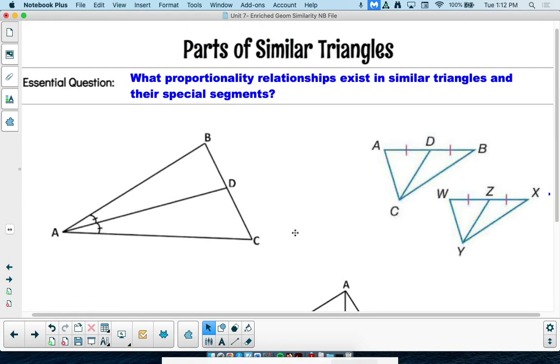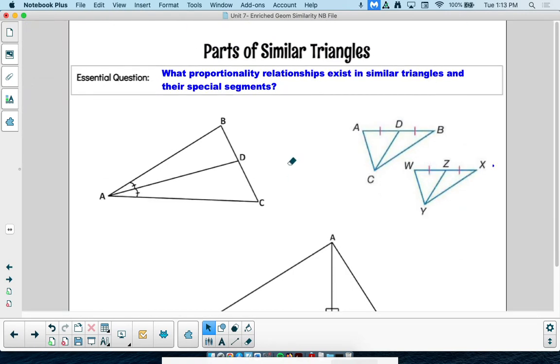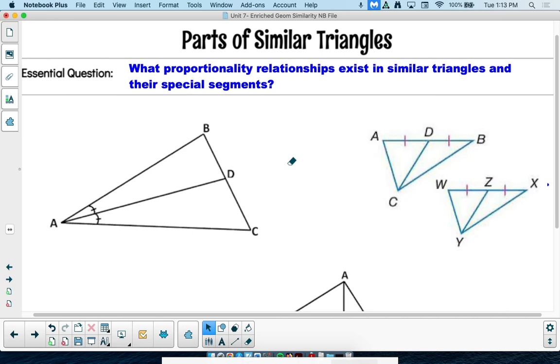All right, folks, last little bit here. Parts of similar triangles.